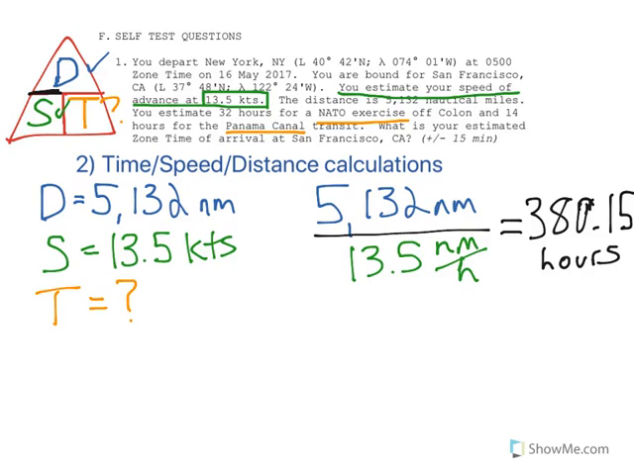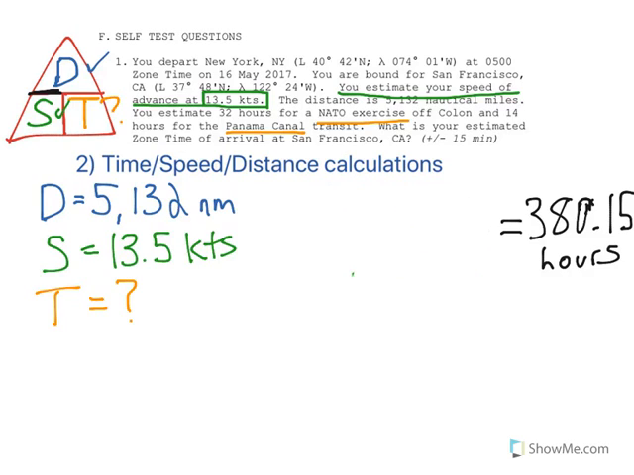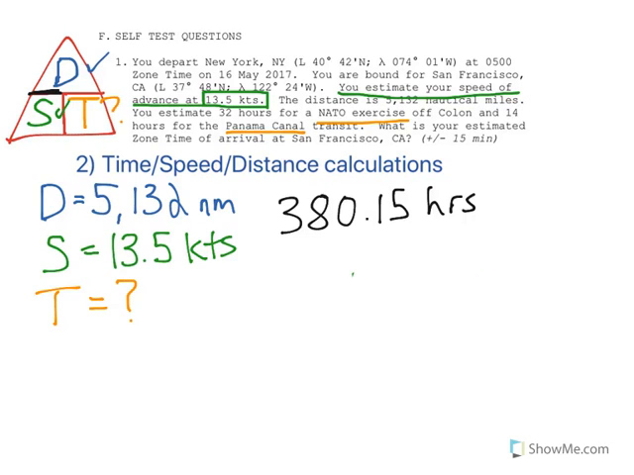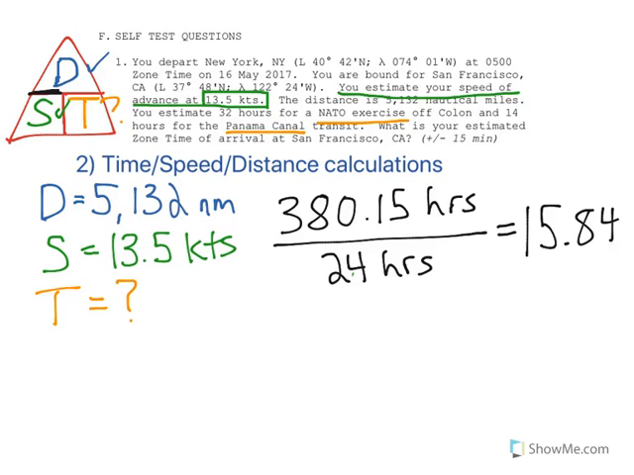Now we will clean this up a little bit. We'll take our 380.15 hours, we'll move it over here to the left, and we need to convert that into days. And we know that there are 24 hours in one day, so we'll take all of our hours, 380.15, and we'll divide it by 24 hours, and that'll convert it into days. Punch it into our calculator, and we get 15.84 days. We just found out that another way to say 380.15 hours is 15.84 days.